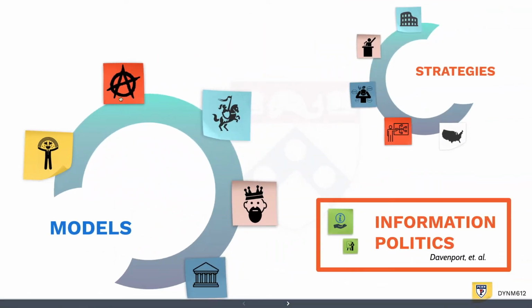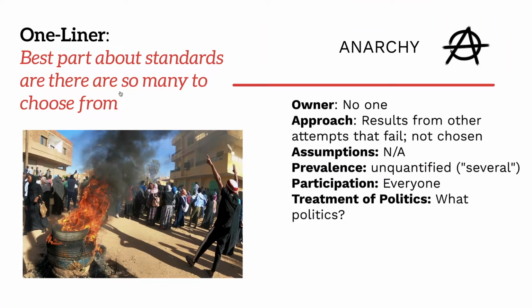The second model discovered by the authors is anarchy. In this model, no one owns information at the corporate level. Results from other attempts that fail is generally how anarchy is present in an organization. It's not generally chosen. There are several organizations that meet this criteria. However, the authors did not quantify them in their study.